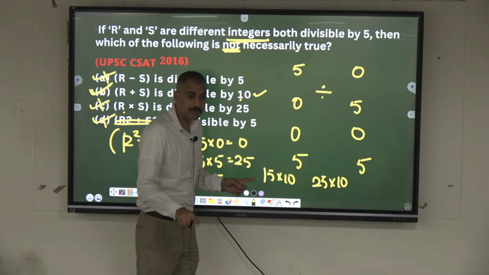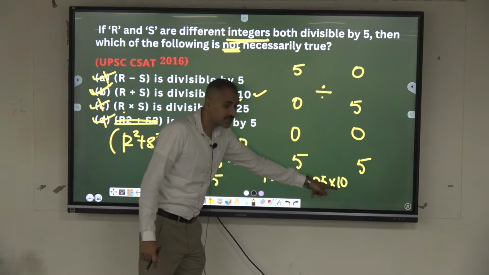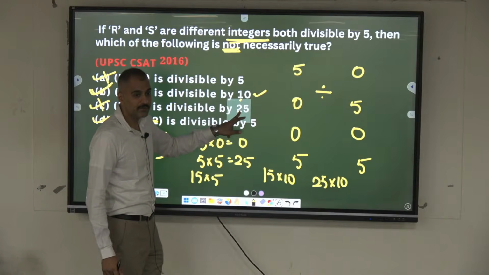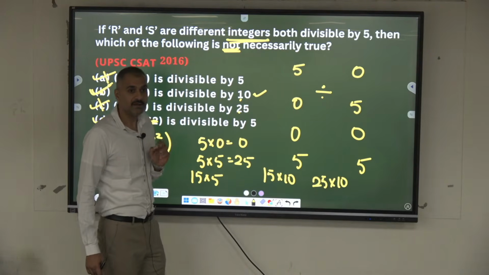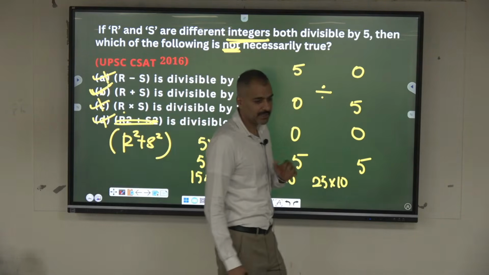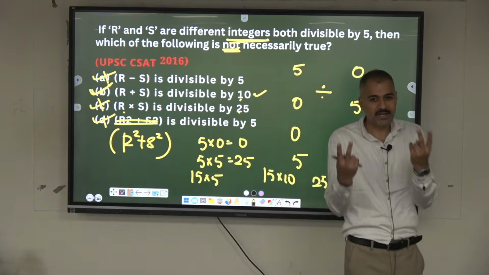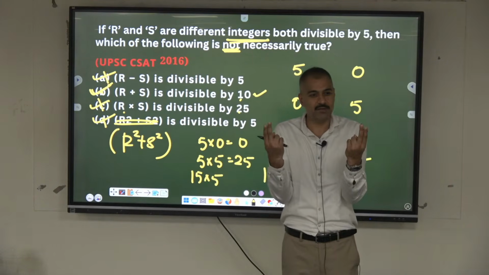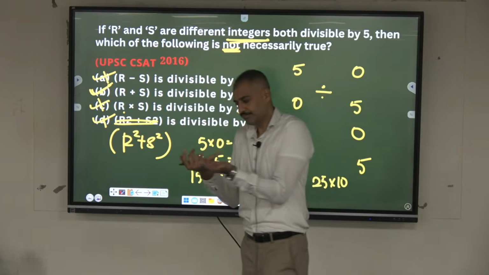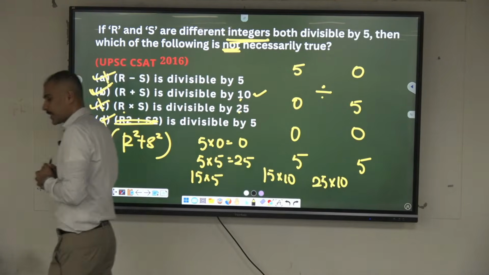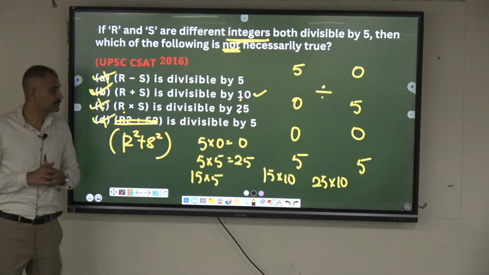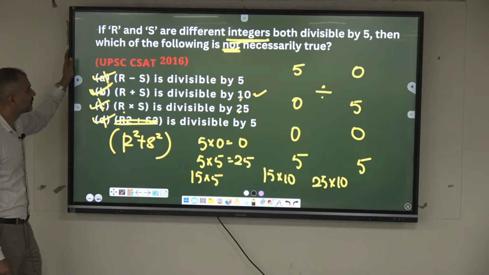Is it divisible by 25? Yes. These cases are always divisible by what? 25, but not necessarily divisible by 10. Because two factors are there, both are 5 and 5. 5 into 5 is what? Okay. Shall we move?